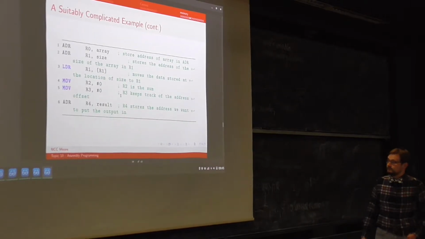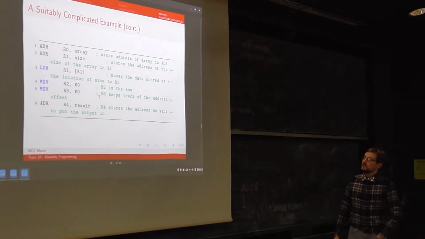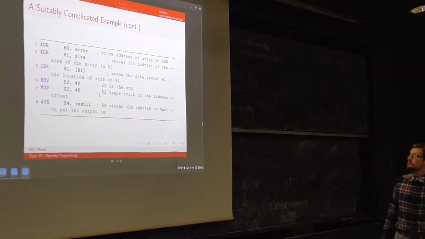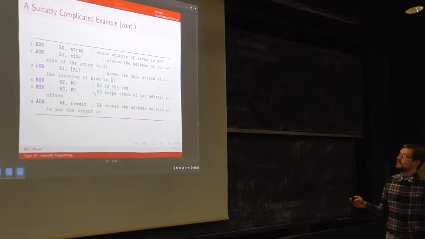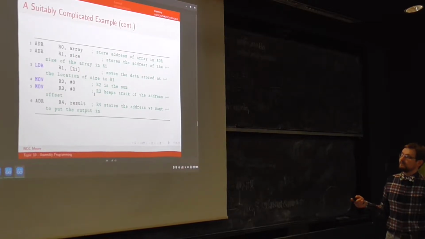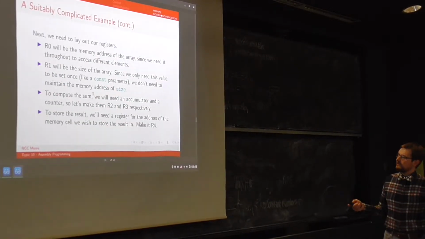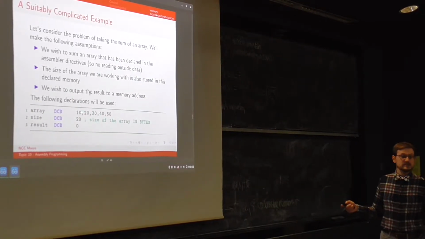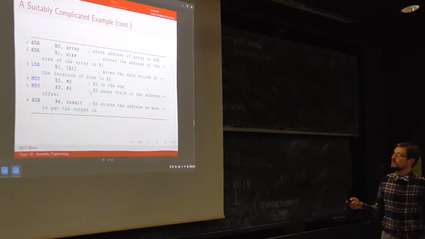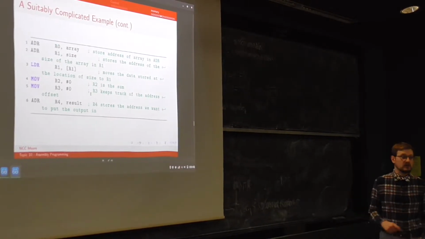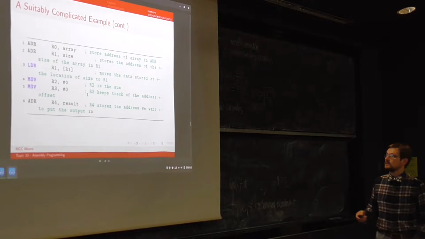So here is our suitably complicated example. Here is the setup portion anyway. So, after our declarations up front, we store the address of array and size into R0 and R1 respectively.